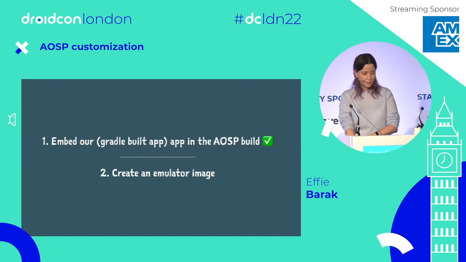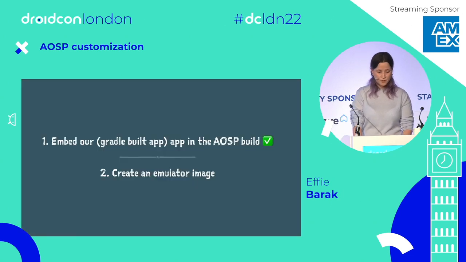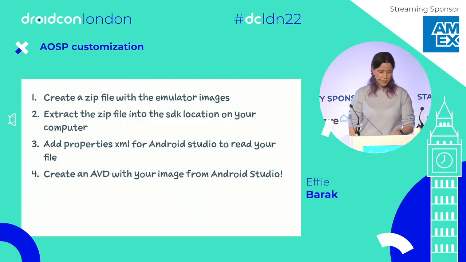Step 2, create the emulator image itself. So this is some manual work. If we want to take this emulator image file and move it from the Linux machine, wherever we built it, into our own computer, our Mac or our Windows machine, to work on it locally, we need a zip file with all the images that we just created. We need to copy this file from the server into our own SDK location on our Windows or Mac development box.